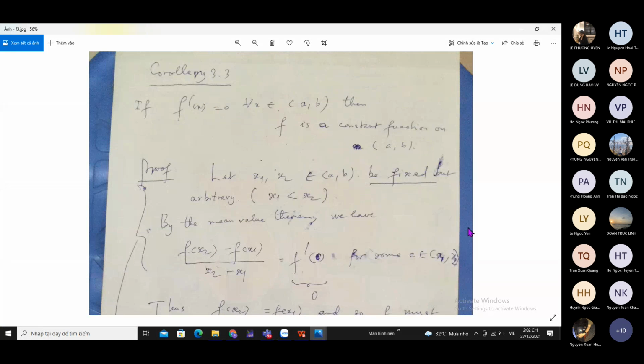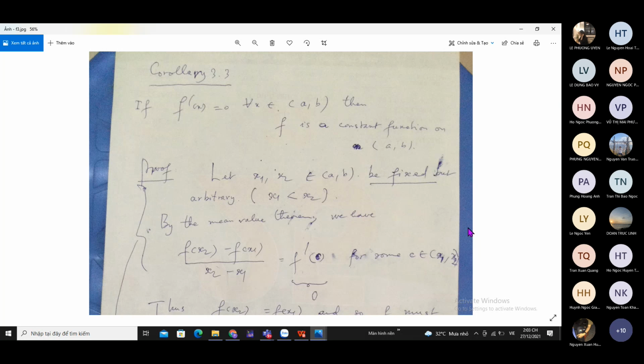Can you see the new slide? Yes. Okay, now I assume that f prime of x equals 0 for any x in the open interval (a, b), and then f must be a constant function on this interval. How to prove it? What is a constant function? Normally, you may think that a constant function means f of x equals 1 for any x, or f of x equals 2 for any x, and so on. Yeah, it's right.